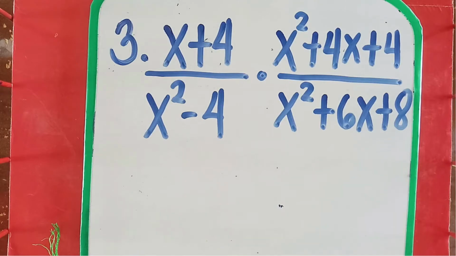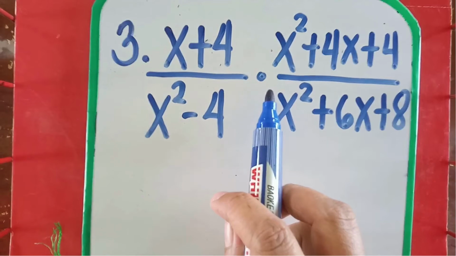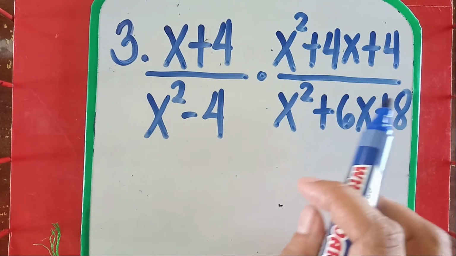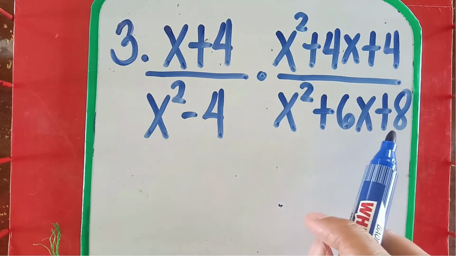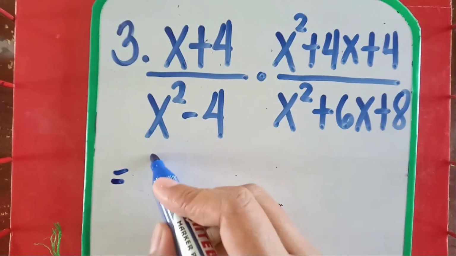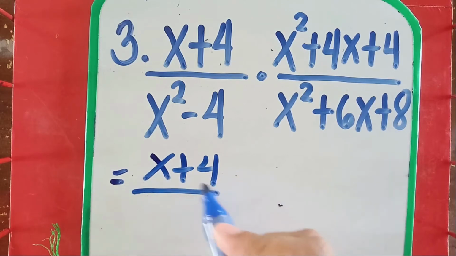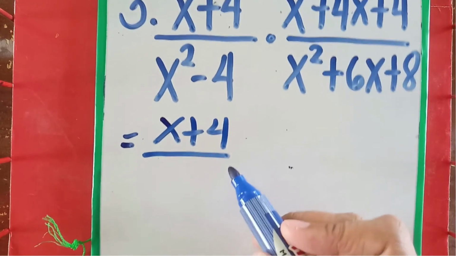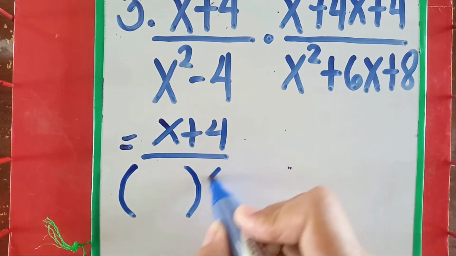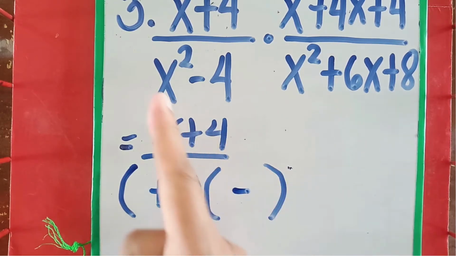Example number 3. So x plus 4 over x squared minus 4 times x squared plus 4x plus 4 all over x squared plus 6x plus 8. So, we have here x plus 4, copy lang natin. All over x squared minus 4 is a difference of two squares. So, we can factor that as the sum and difference of the square roots of these two terms.